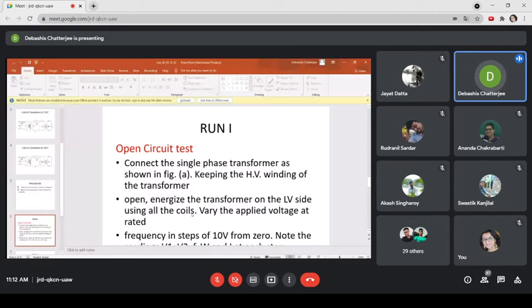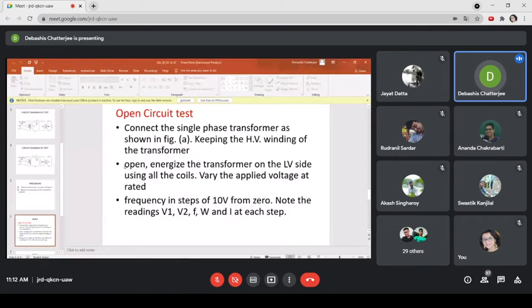Now those two low voltage windings are connected in parallel, that is why it is written using all the coils. Now vary the applied voltage at rated frequency. You can understand this. Energize the transformer on the low voltage side using all the coils.